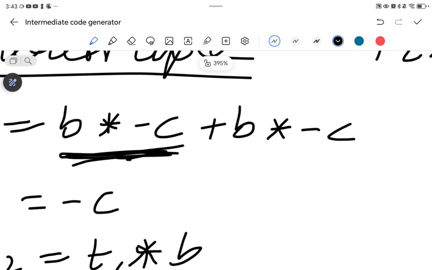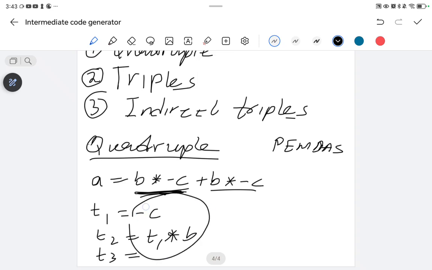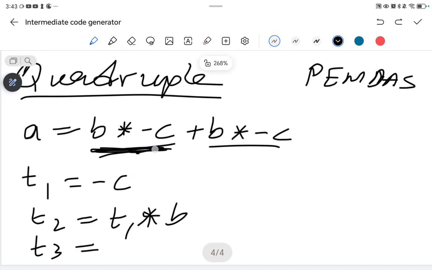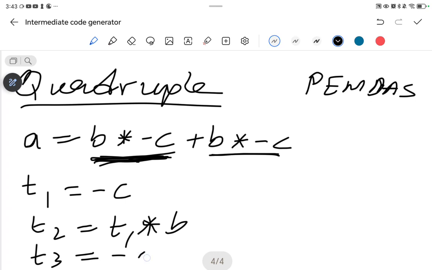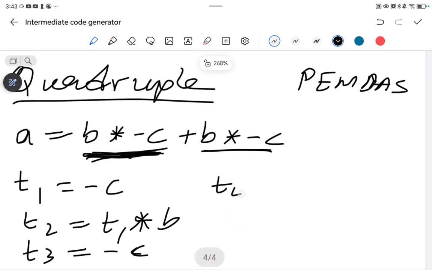Since we have this, it is the same thing as having this. We agree, right? But we have to decide whether this one is for this or for this. After deciding, let's say it's for the one on the left, then I do the one on the right. Now I have to do the one on the right. Then I have minus C, so it will be stored in T3.